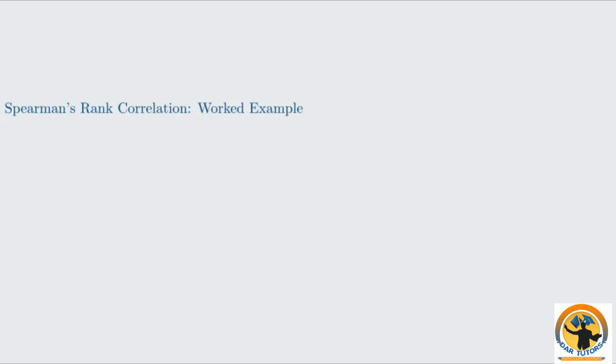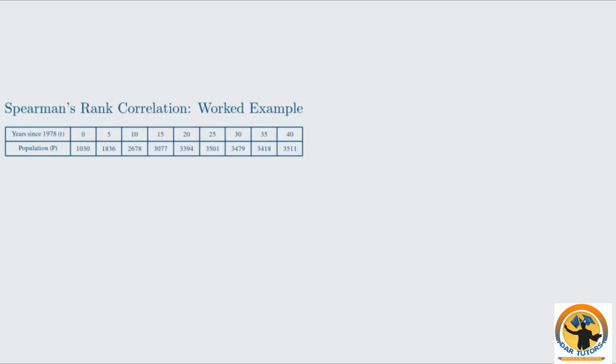The population of a species of bears on a particular island is recorded every 5 years, starting from 1978. We have 9 data points. The first variable, t, represents the number of years since 1978. The second variable, p, is the bear population. Notice the population starts low, increases, and then seems to level off and fluctuate. This is a common pattern in population growth. Let's follow the steps to analyze this data.